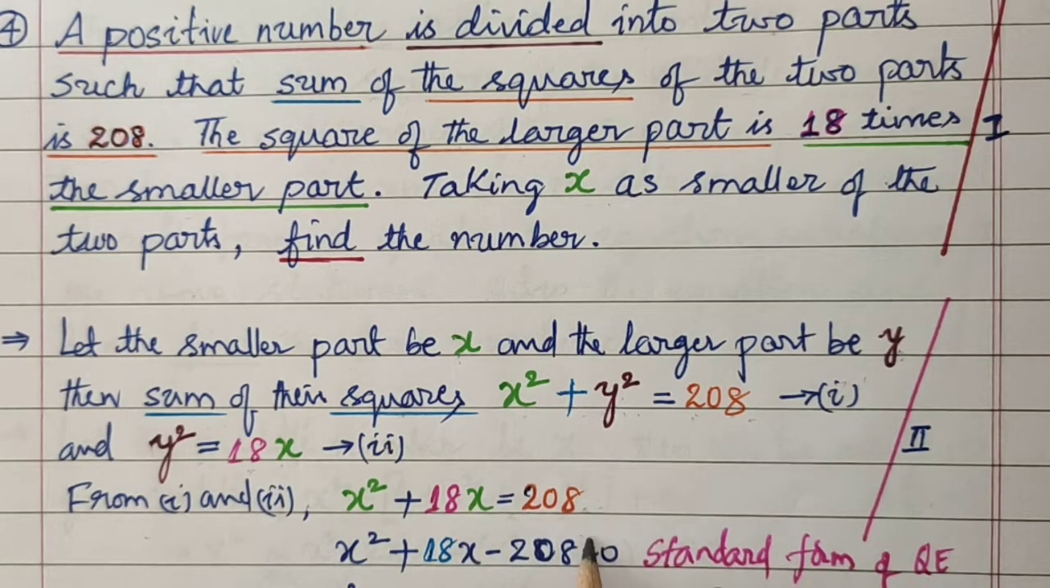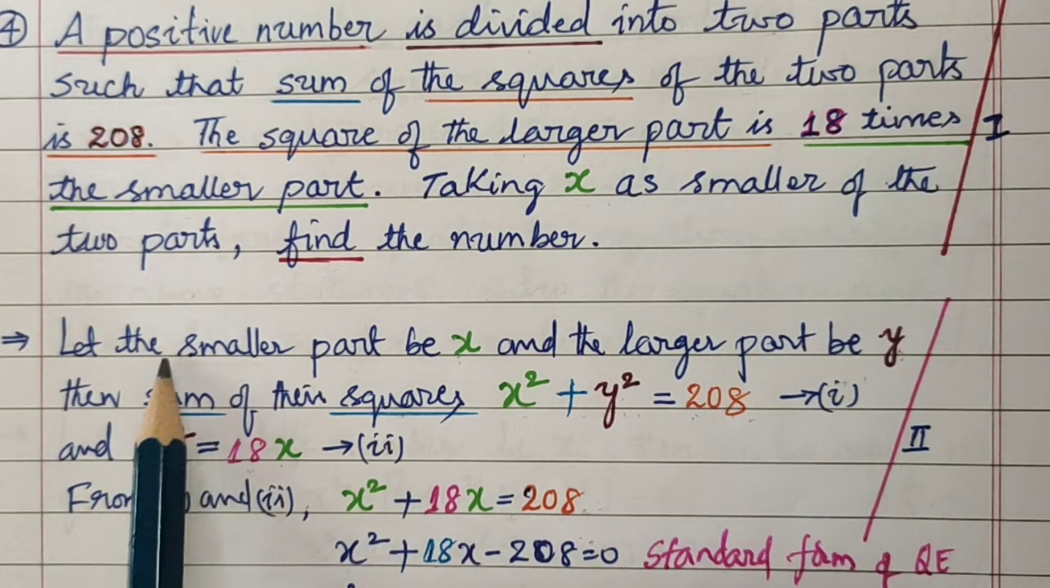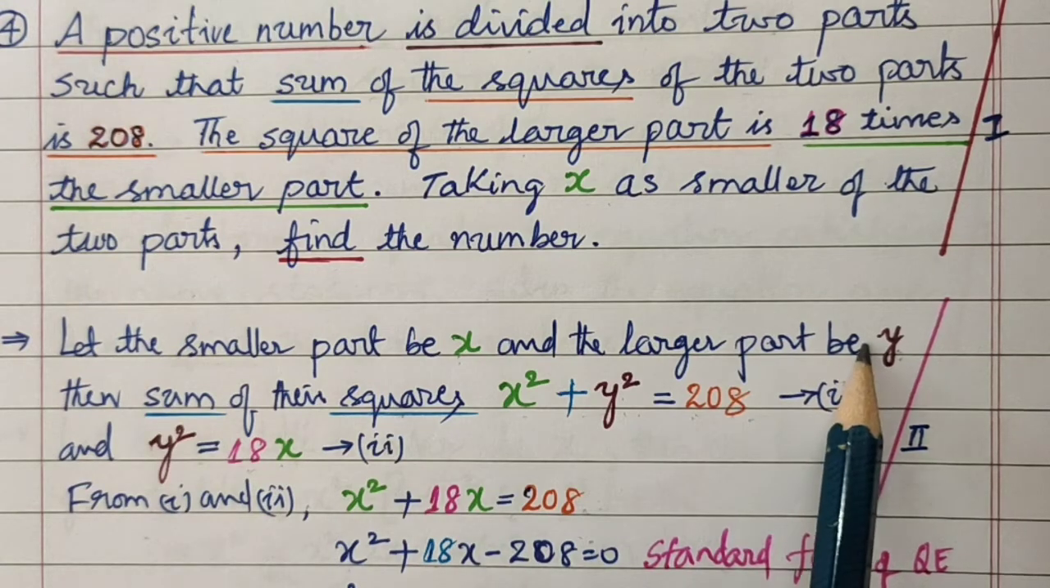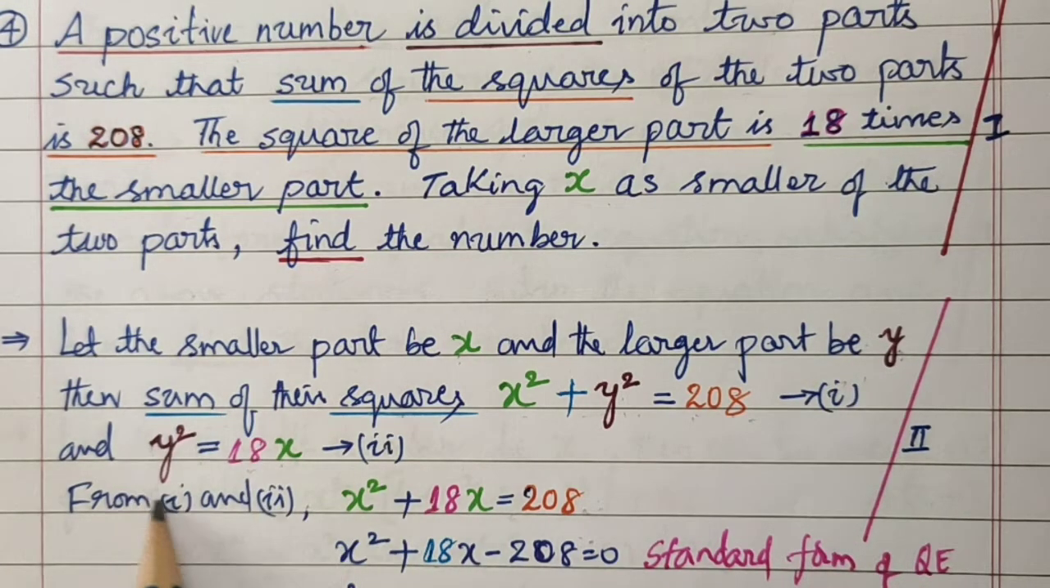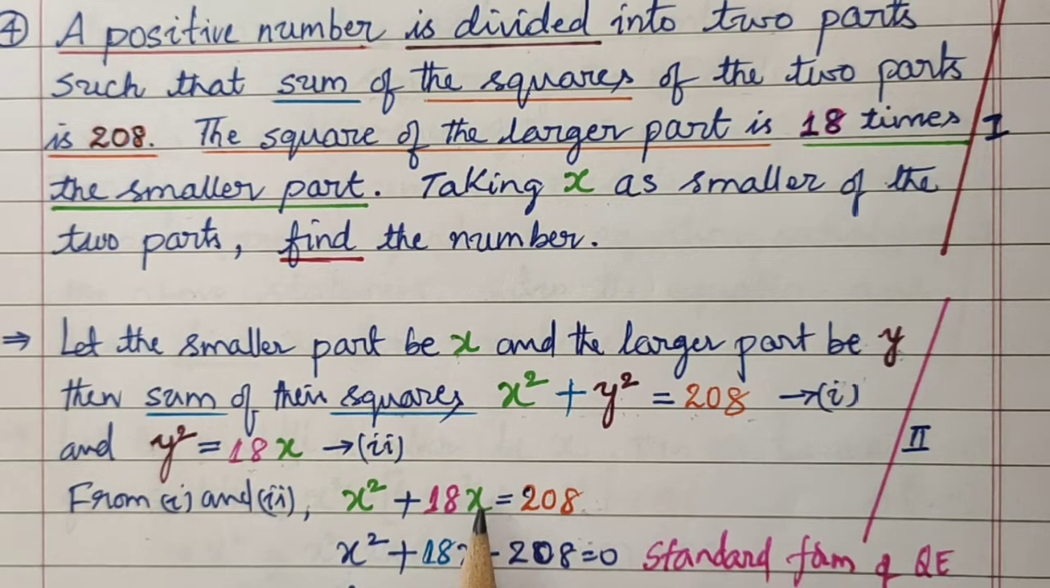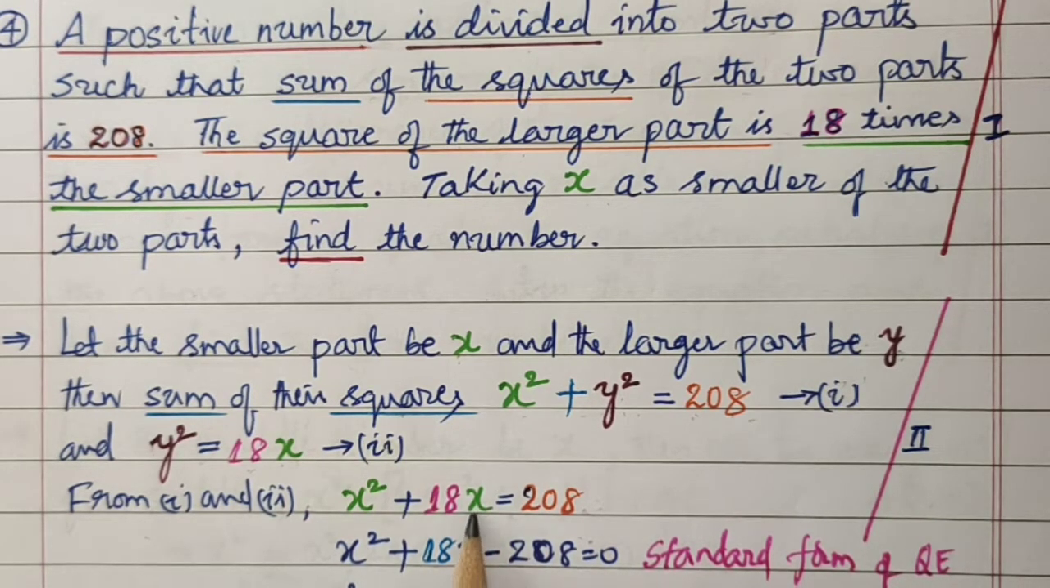Convert this into the standard form of a quadratic equation. x square plus 18x, when 208 comes to this side, minus 208 is equal to 0. This is the standard form of a quadratic equation. We assigned the unknowns, then according to the conditions we formed the equations, then we converted that equation into standard form. If you have done it properly up to here, the rest will become easy. Only the factorization is left to find the unknowns.